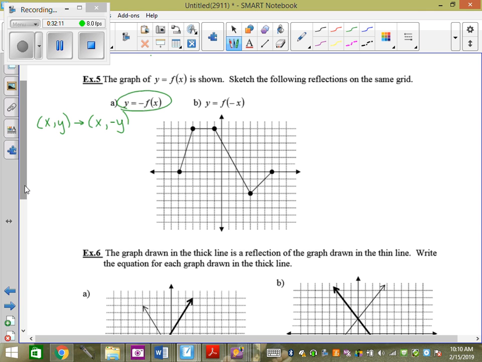I have pencil, crayons, and markers if you want different colors. I'll put them on the table.